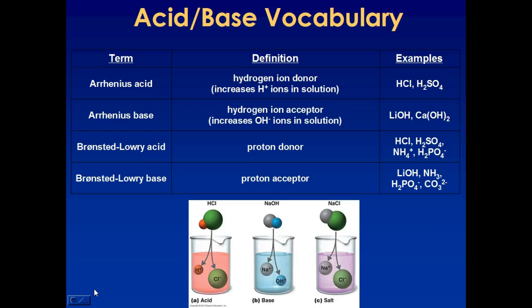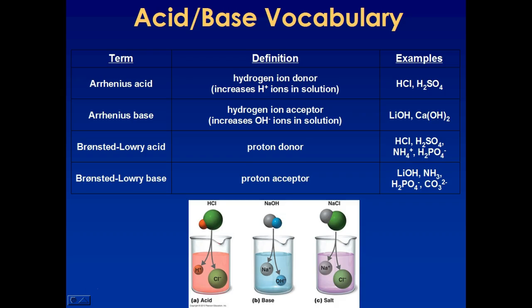Alright, so this video is just reviewing key terms with acids and bases. Arrhenius acids and Arrhenius bases have to have hydrogen ions and hydroxide ions present in the solution. This is probably the most narrow definition of an acid and a base. Arrhenius acids donate hydrogen ions while Arrhenius bases accept them. The hydroxide allows us to accept them. So you see there the examples.